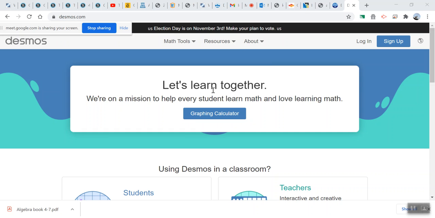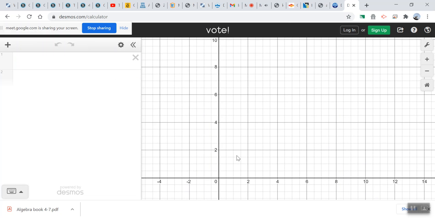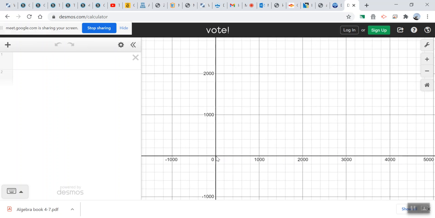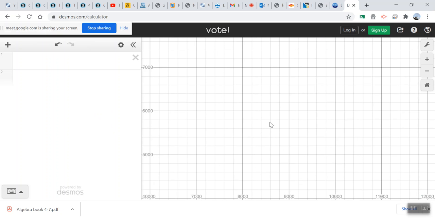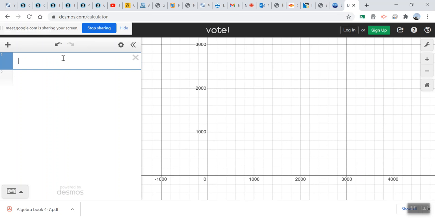All right, so we are going to go to the graphing calculator. I want you to go to the graphing calculator too and hit graphing calculator. And we're going to type in our equations, and let's see what happens here. I'm going to zoom out a lot because obviously we're dealing with the thousands. Okay, there we go.